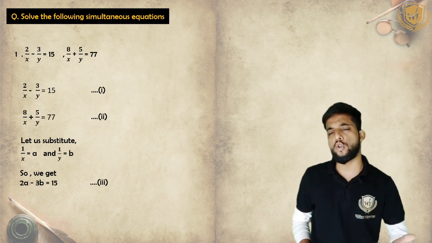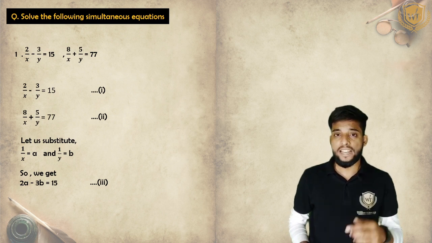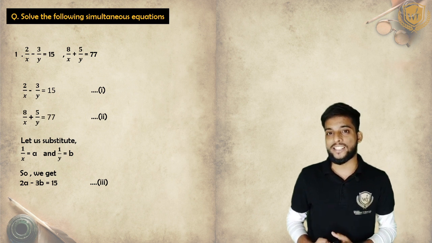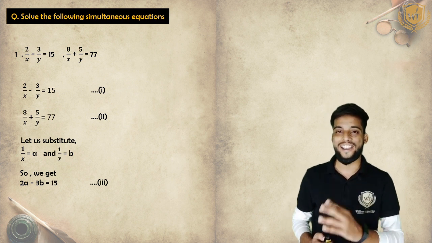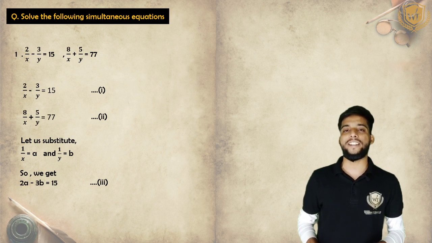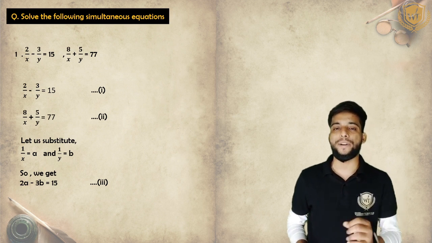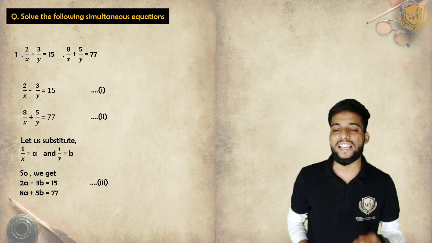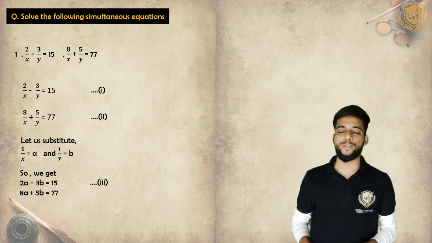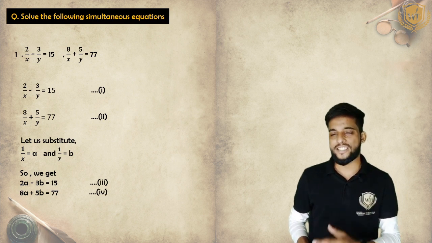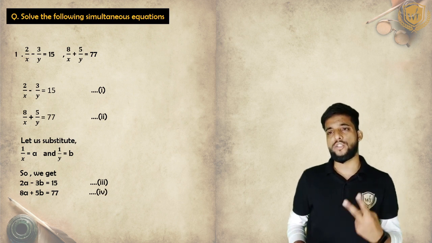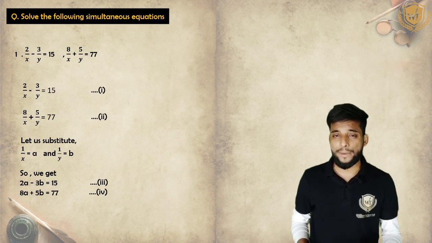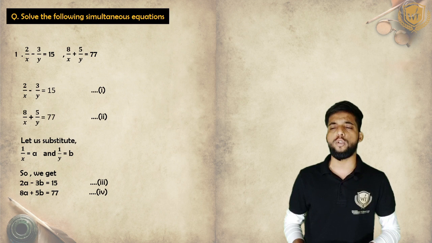Similarly, we are also going to convert the second equation, students. It is 8 upon x, matlab 8 into 1 upon x, which is nothing but 8a. And 5 upon y will be written as 5 into 1 upon y, matlab 5b. So the second equation will be written as 8a plus 5b equals 77. Number this as equation number 4. Now students, we have two linear equations. Now we can solve them using any method, elimination, substitution, any method you use, there's no problem.